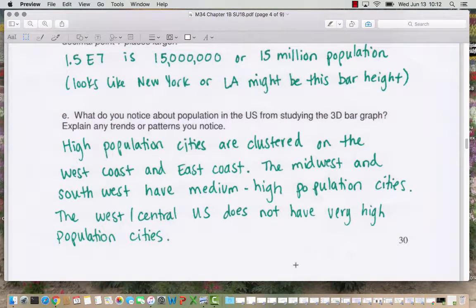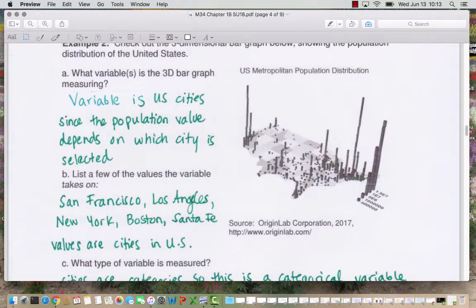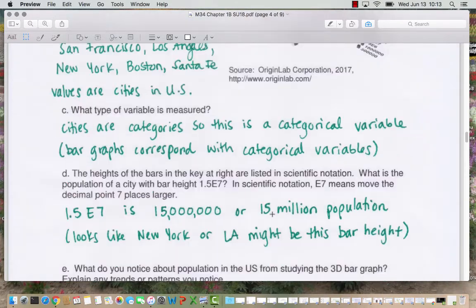And the Midwest and Southwest have medium high population cities, not quite as large as New York or Los Angeles or San Francisco, but pretty high. And then the west and the central part of the U.S. over here does not have a lot of high population cities. So very interesting.